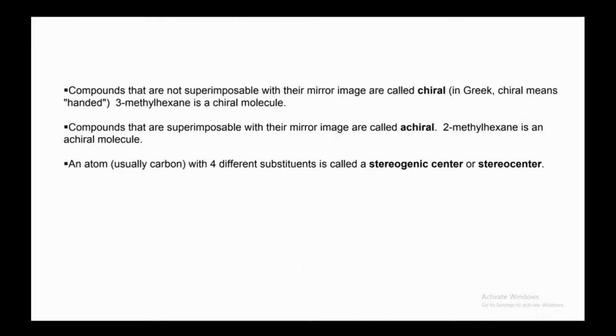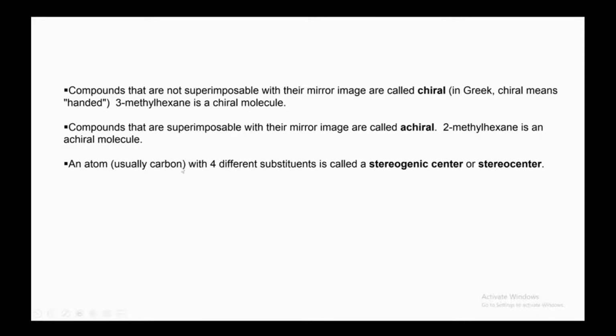Okay, let's go on further. Compounds that are not superimposable with their mirror image are called chiral. That's why the superimposable mirror image concept, which we discussed in the previous slides, was important. Chiral is a Greek word which means handed. So 3-methylhexane is a chiral molecule. Compounds that are superimposable with their mirror image are called achiral, like 2-methylhexane is an achiral molecule.